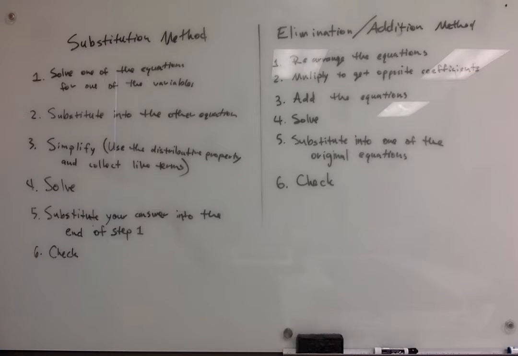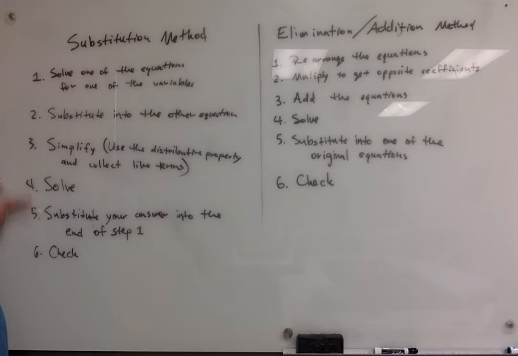And then what we'll have is just one variable, but it'll be in several places in that equation usually. So you simplify, and simplify means that you use the distributive property. So take the number that's outside the parentheses where you just substituted, and multiply, and then collect like terms. Step 4 is to solve. So after you simplified, now you're solving.